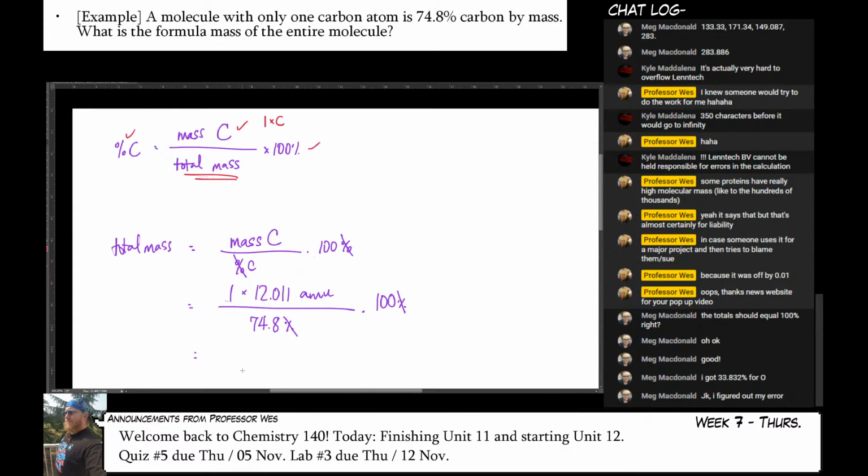Now, because I was calculating the total mass, I should get a number that's bigger, and I did. I got 16.057, which based on the number of sig figs, I only get 3 sig figs. So what does this tell me? Well, it tells me that I have 1 carbon in my formula, and that the whole thing weighs 16.1 AMU.